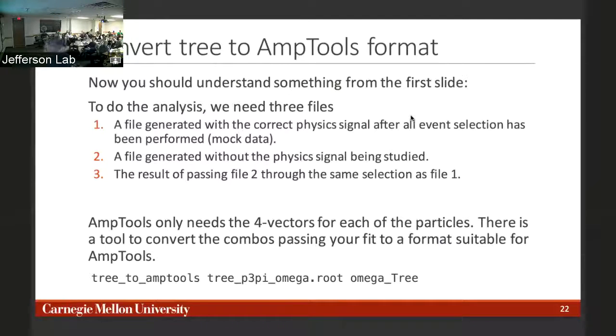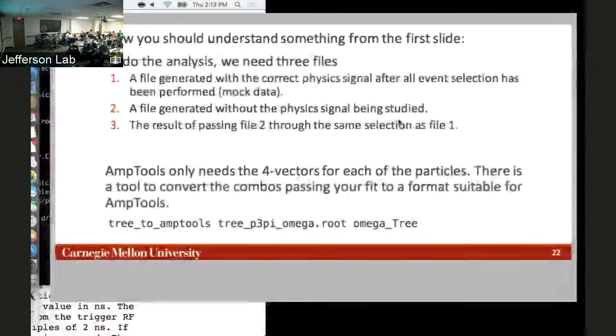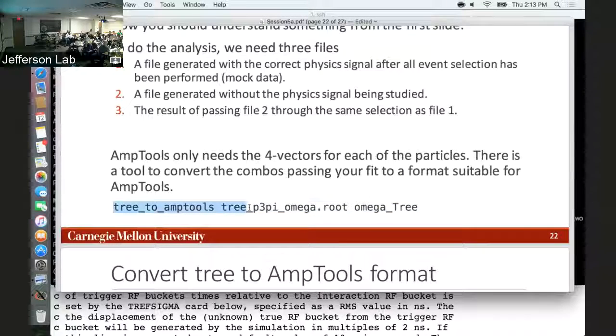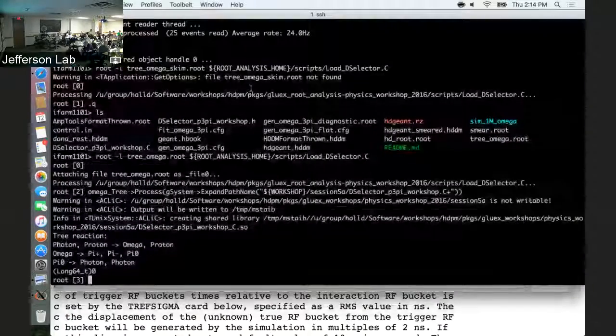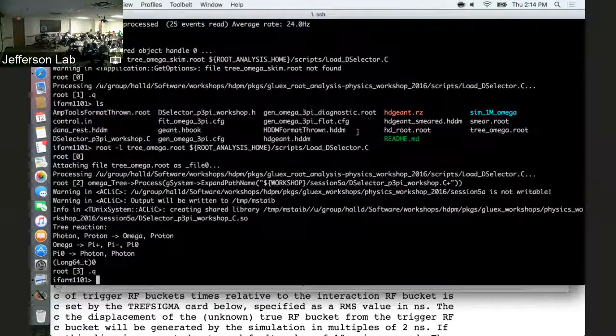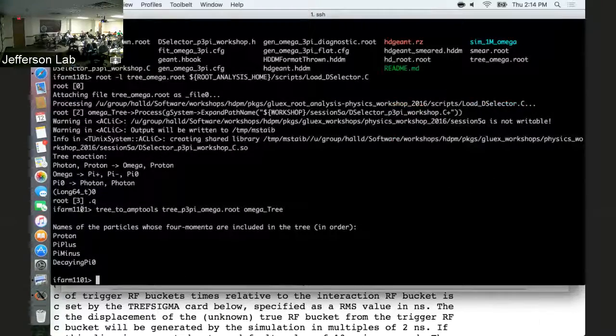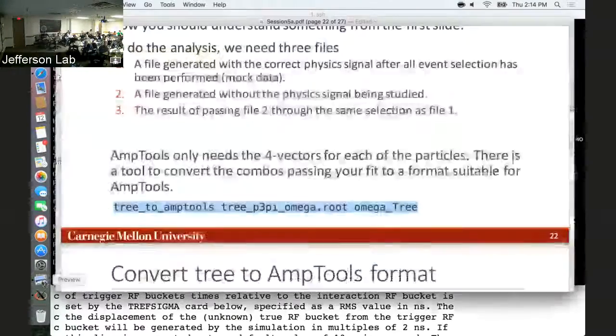So what we have now is this output T tree that's in this format that contains a lot of unnecessary information for AmpTools, because AmpTools really only needs the four vectors. So there's already a tool to convert the combinations that are passing these cuts into a form that's suitable for AmpTools. So there's this tree to AmpTools, where you basically define the file name of the output and the name of the tree. And it's basically done the conversion here.